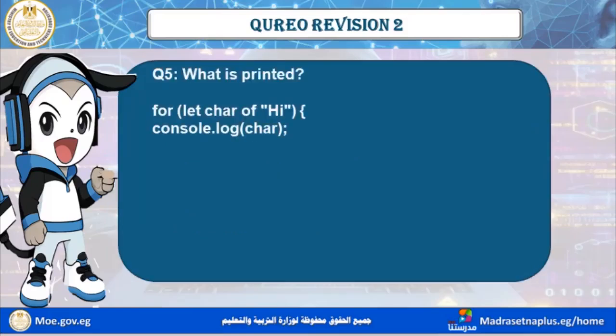Question number 5. What is printed? For a loop over "hi" and then console.log char. Here we have strings. We have the string "hi", which is two iterable characters.